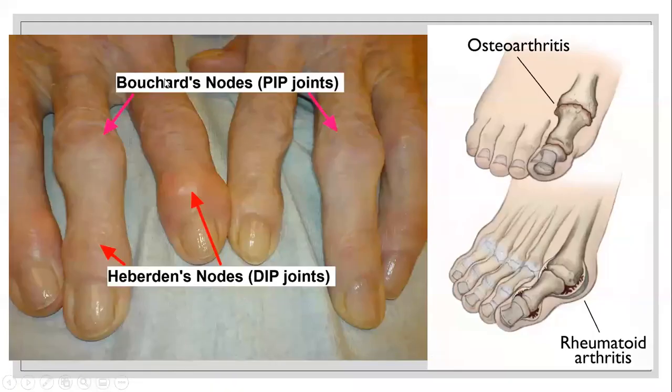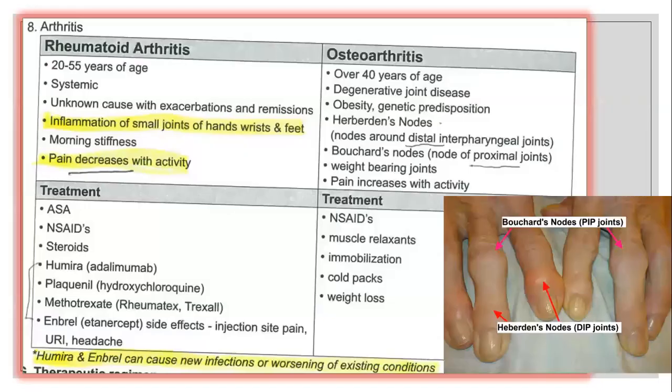If I go back here, we said Bouchard nodules and Heberden nodules. Heberden nodules are small, fixed bumps on the finger, usually at the last joint of the finger. Heberden nodules are calcified scars of the joint's articular cartilage, a sign of osteoarthritis. Going back, in osteoarthritis, weight-bearing joints get affected and pain increases with activities. But in rheumatoid arthritis, pain reduces with activities.